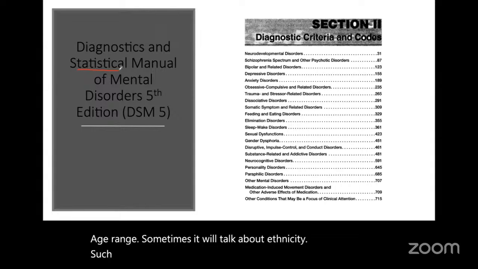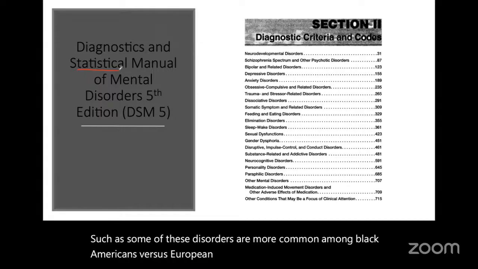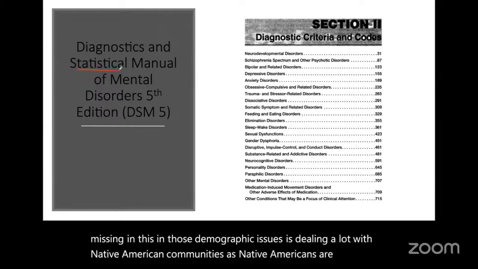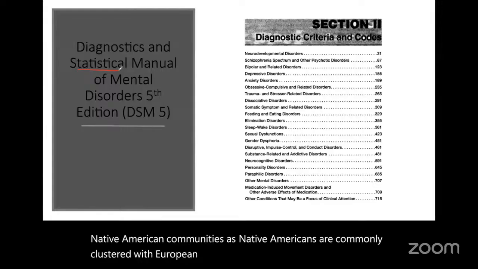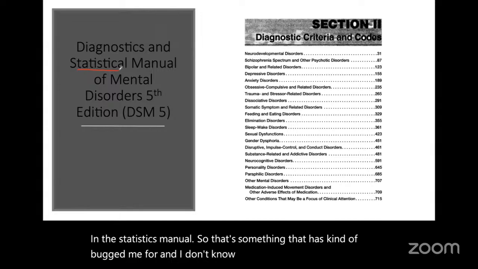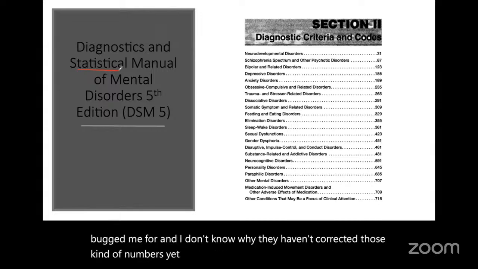such as some of these disorders being more common among Black Americans versus European white Americans. I will say what is missing in those demographic issues is dealing with Native American communities, as Native Americans are commonly clustered with European whites in the statistics manual. That's something that has kind of bugged me, and I don't know why they haven't corrected those numbers yet, but it is something to note given that we're a tribal college.